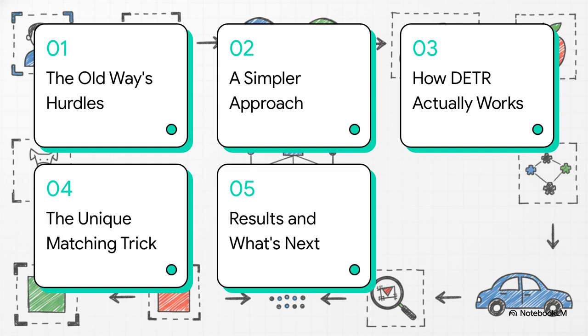So, here's the plan. We'll start by looking at the hurdles of the old way. Then we'll dive into DETR's much simpler direct approach. We'll break down how it actually works, get into its really clever matching trick, and then wrap up with the results and what this all means for the future of AI.